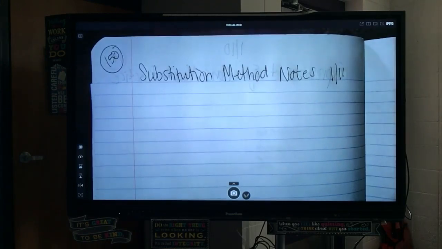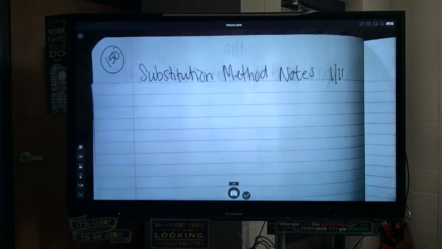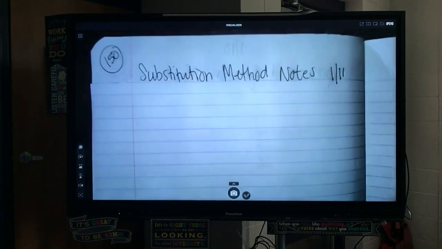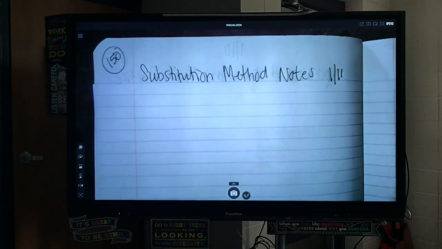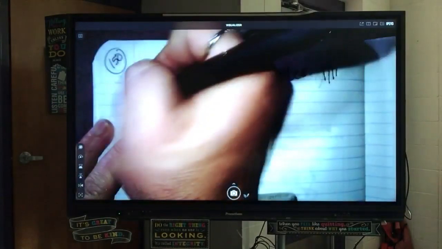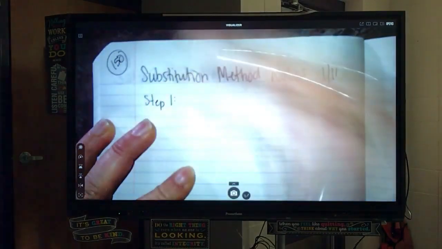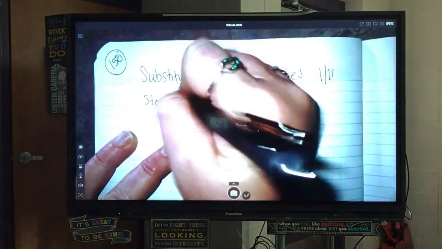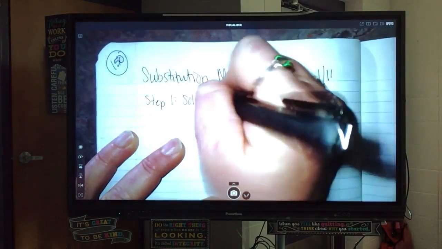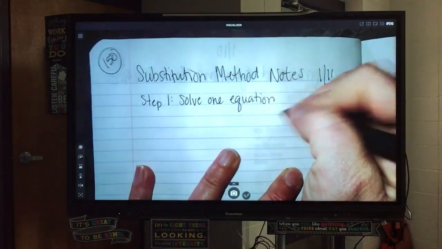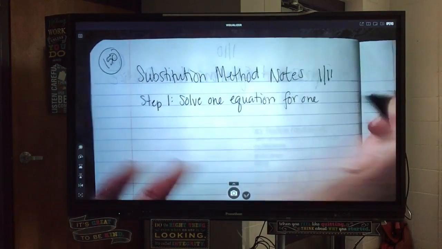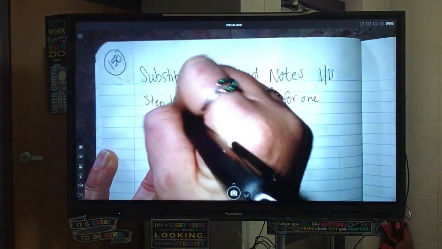Alright, there are technically lots of different ways you can do this. To try to keep it as simple as possible, I'm gonna give you 2.5 steps, because the third step is an option. So that's why it's half. Okay? So, step number 1. Solve one equation for one variable.